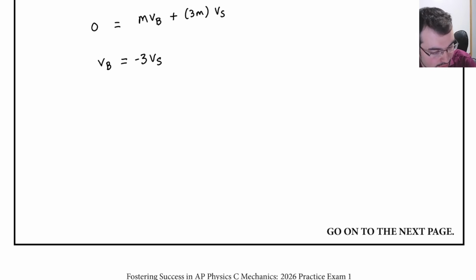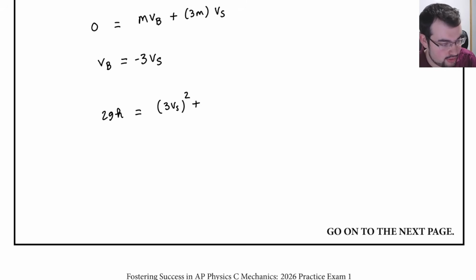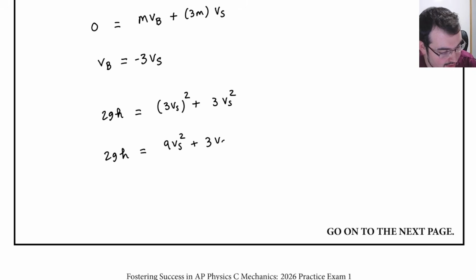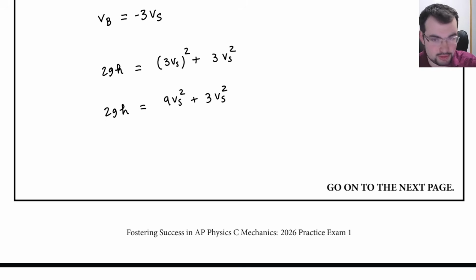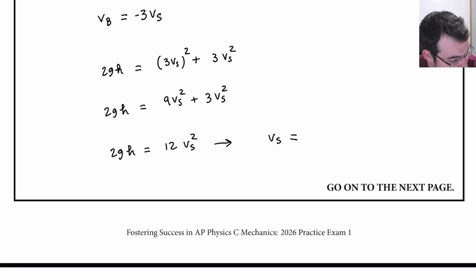So we had 2gh equals the block velocity squared, which is 3 times the slab velocity, plus 3 times the slab velocity squared. So we get 2gh equals 9 v of the slab squared plus 3 v of the slab squared. So that turns to be 12. So we get 2gh equals 12 v slab squared. So we get v of the slab would be, well, 2 over 12 is 1/6. So we would get the square root of gh divided by 6.